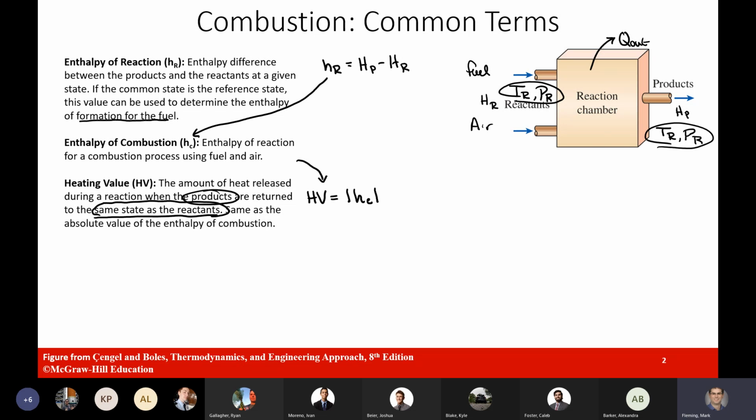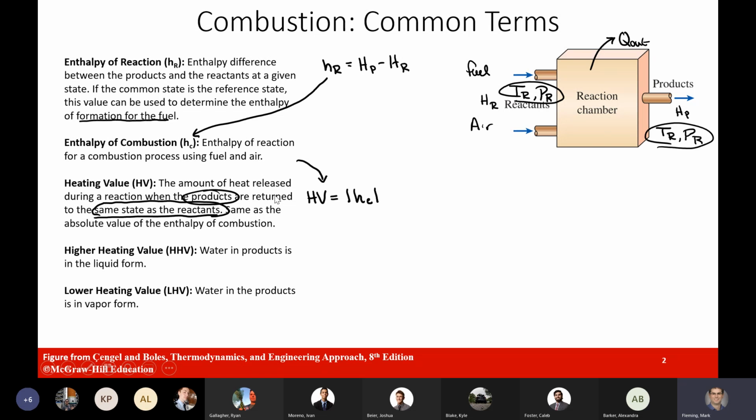Okay, and so when we do talk about the heating value, there are some additional terms that we usually break down. And so those are going to be referred to as the higher heating value and the lower heating value. Now, in terms of the higher heating value, we refer to this as we get more energy out of the combustion process because we are going to let the water that is in the product be in the liquid form. And so when we have the liquid, we have the enthalpy of the reaction plus the enthalpy change as we change it from a vapor to a liquid.